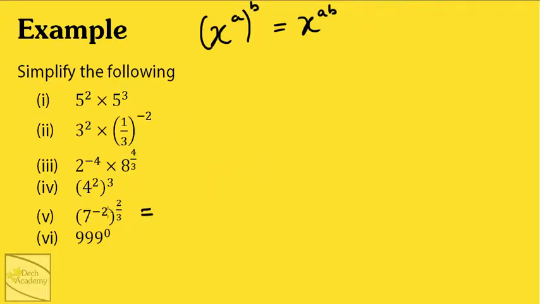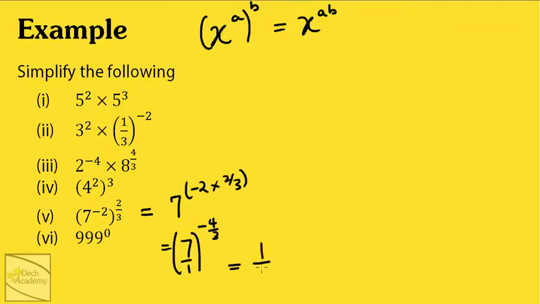Similarly, 7 raised to the power of minus 2, raised to the power of 2 over 3, is the same thing as 7 raised to the power of minus 2 times 2 over 3, which is equal to 7 raised to the power of minus 4 over 3. Nobody ever likes expressions where you're raising a number to a negative power, so I'm going to rewrite this. By the way, 7 is the same thing as 7 over 1. So I'm going to take the reciprocal, so I have 1 over 7 raised to the power of 4 over 3. I mean, we can leave it here.